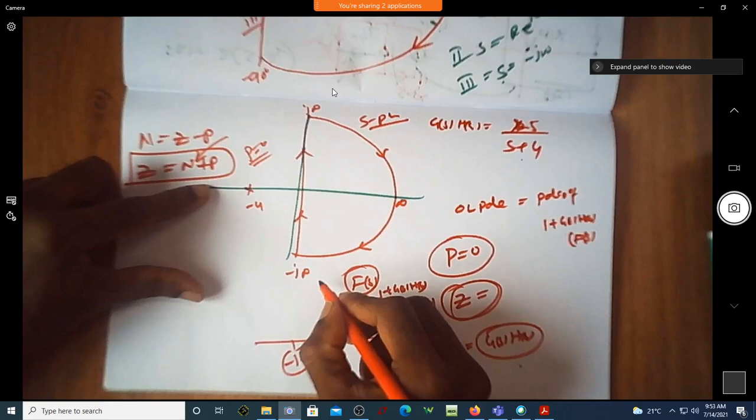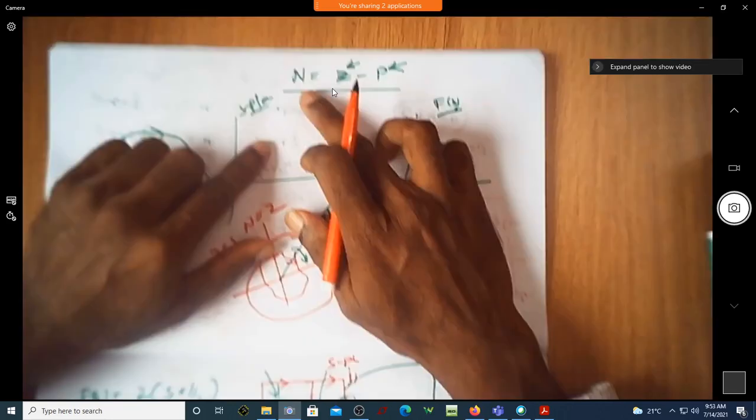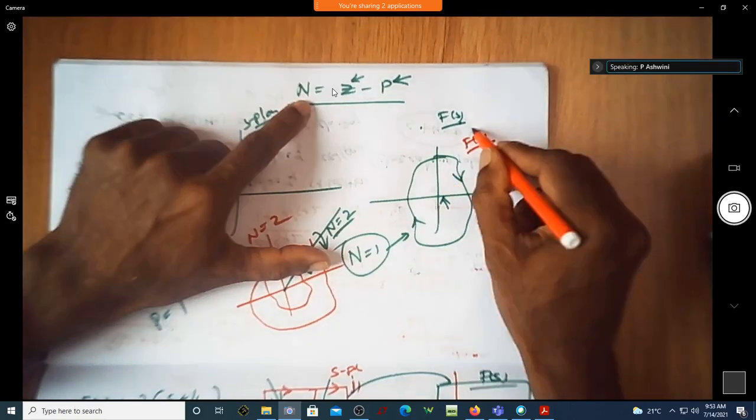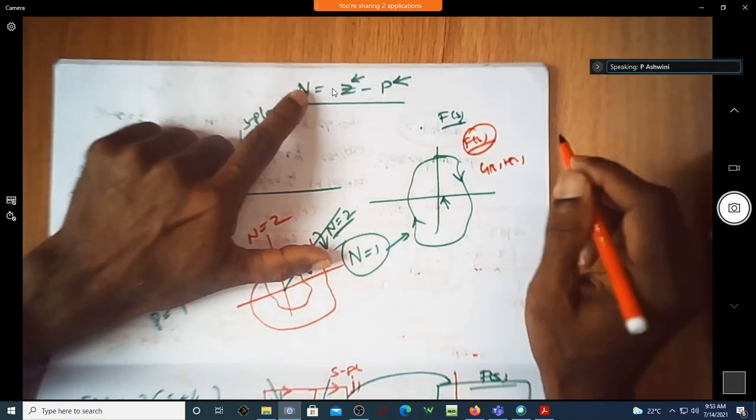Yes, sir. I will redefine the value of N now. What was the value of N here? N was defined as the number of encirclements of the origin of the F(s) plane by the contour, since the plane is F(s). If the plane is G(s)H(s), the definition of N slightly modifies to the number of encirclements of not the origin but minus 1 plus j0 by the contour in the G(s)H(s) plane. Getting the point now?